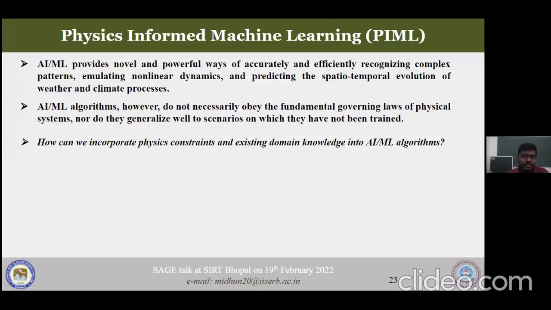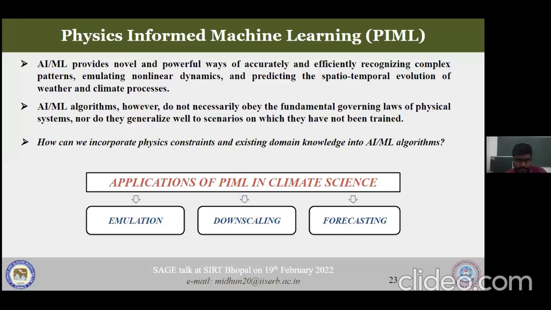So this kind of information is very sensitive to data. That's how this new domain, physics informed machine learning, evolved. So how can we incorporate physics constraints and existing domain knowledge into AML algorithms? I'm not going into depth. There are several applications for the PAML, such as emulation of processes, scaling, forecasting.